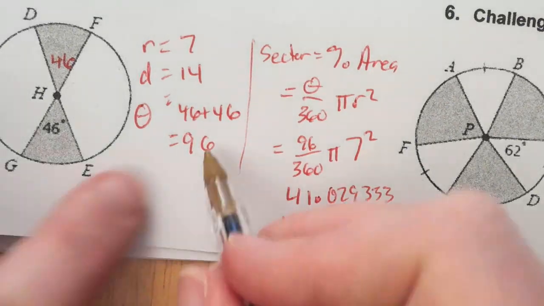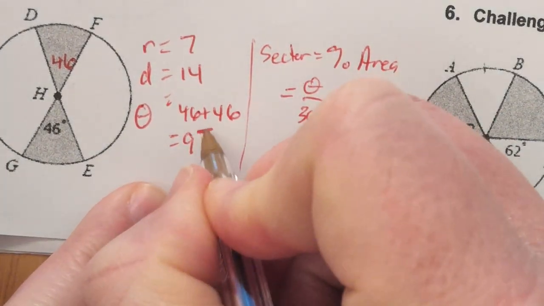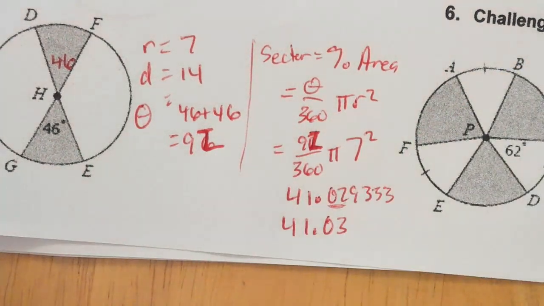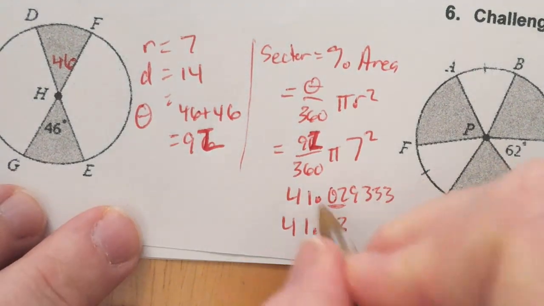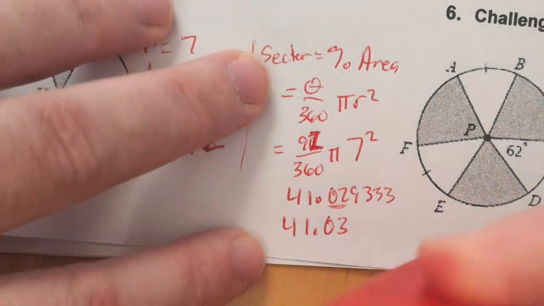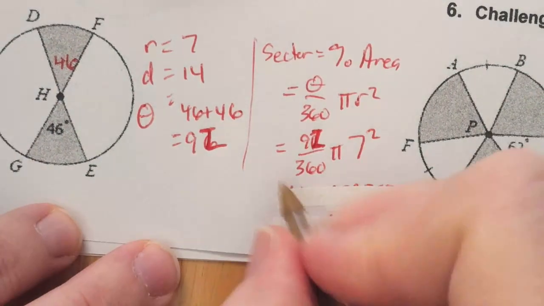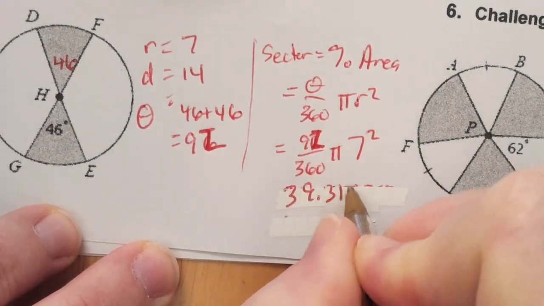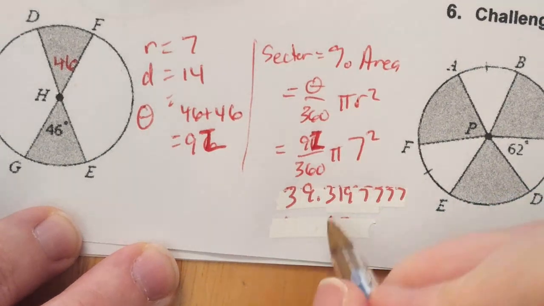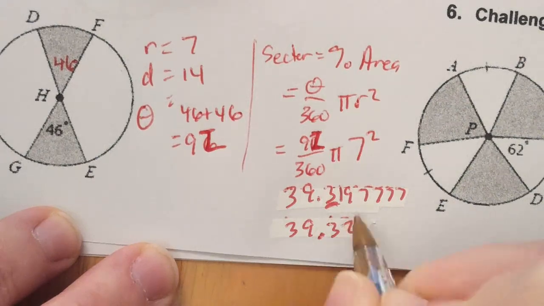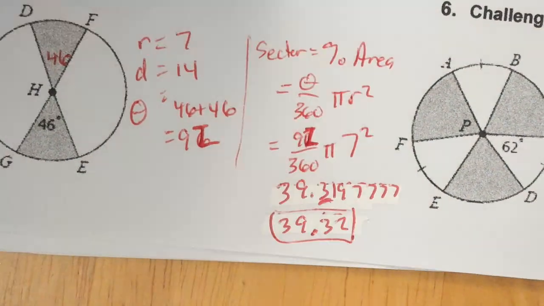Double checking something. Oh, wait. Sorry, this is supposed to be a 92. Just off by a little bit. Sorry about that. Let me double check. 92 divided by 360 times 3.14 times 7 times 7. Sorry about that. Typo. Always double check. 39.319777777. Okay, and that'd be 39.32. There you go, and there's your answer. All right, let's keep going.